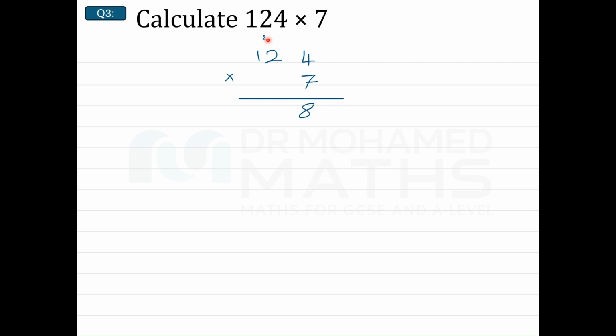Again, what should I write? Only the last digit, 6 here. And I will put the 1 in a small font next to the next digit, which is 1. So, I carry on my multiplication. 7 times 1 is 7, plus 1 would be 8. So the final answer is 8, 6, 8.